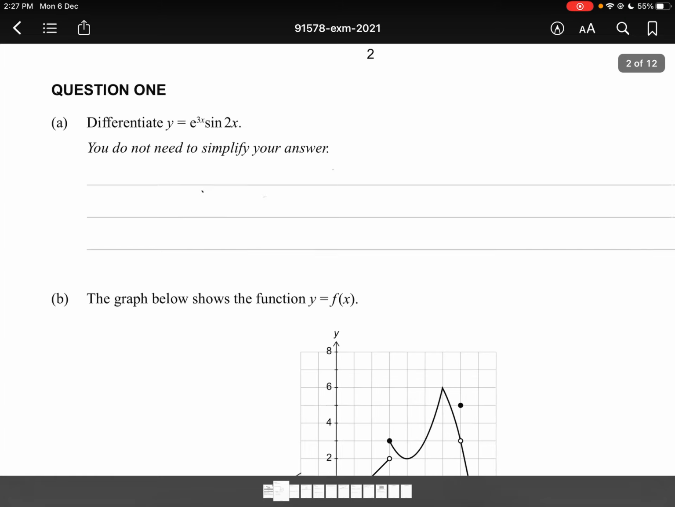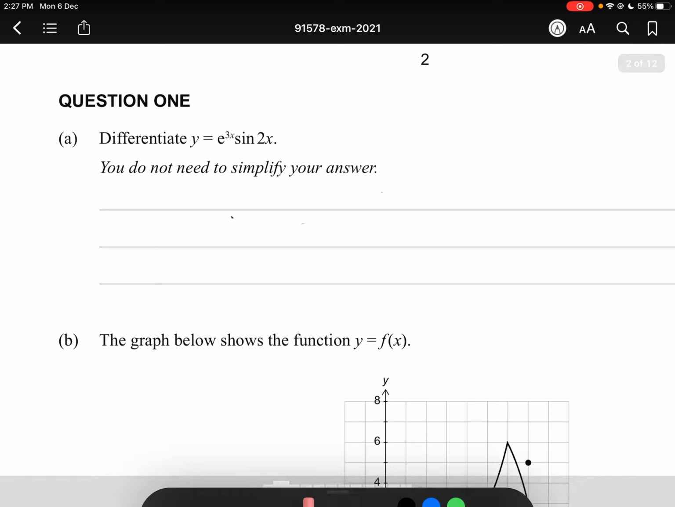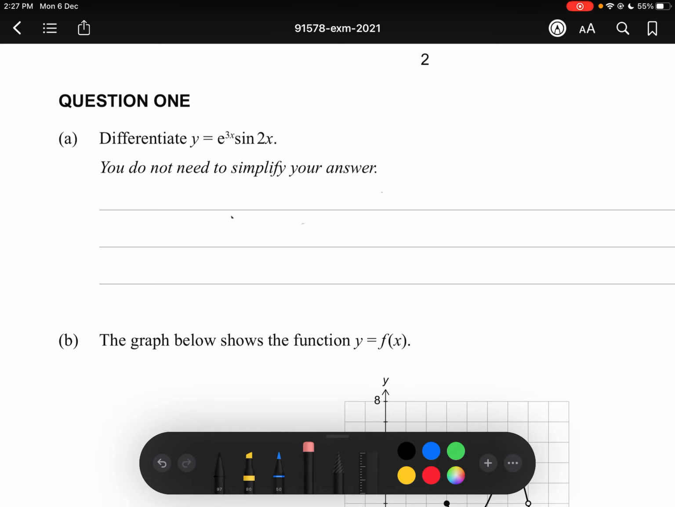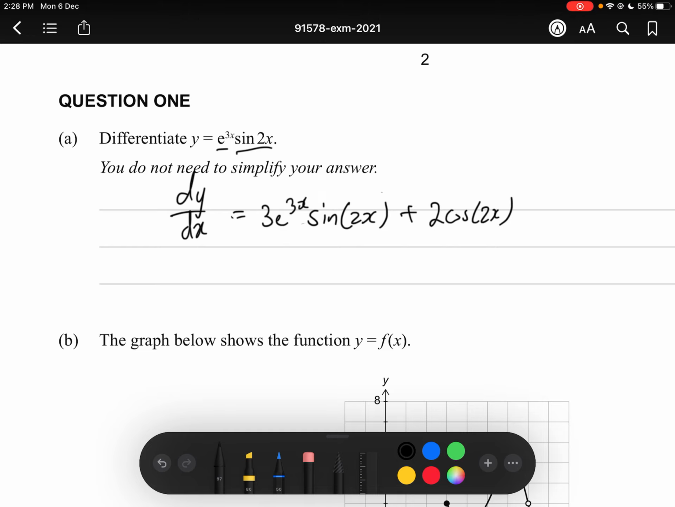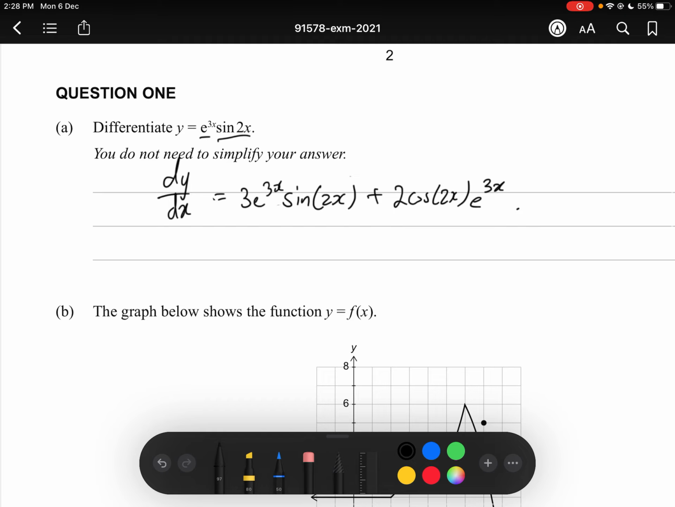For question 1, we are asked to differentiate y equals e to the power 3x sine 2x. For this question, we're just going to use the product rule. So dy over dx, if we differentiate e to the power 3x, we'll get 3 times e to the power 3x multiplied by sine 2x. The second part remains the same. And we're going to add it to the differentiation of sine 2x, which is 2 cos 2x multiplied by the first part, which was e to the power of 3x. For this question, I would say this is just a simple achieved double question.